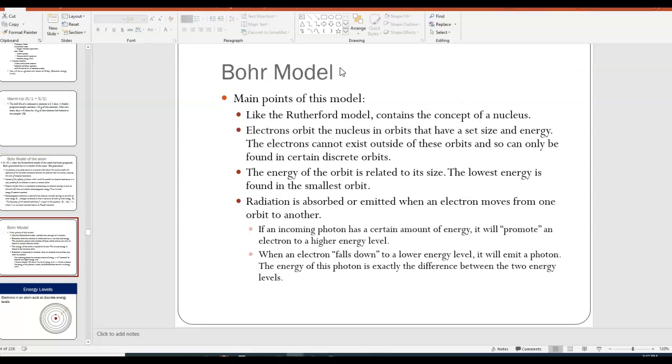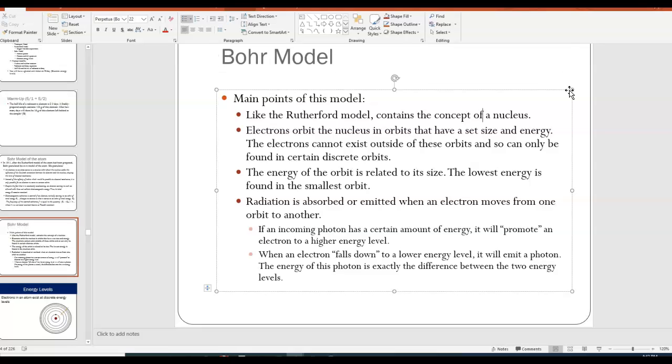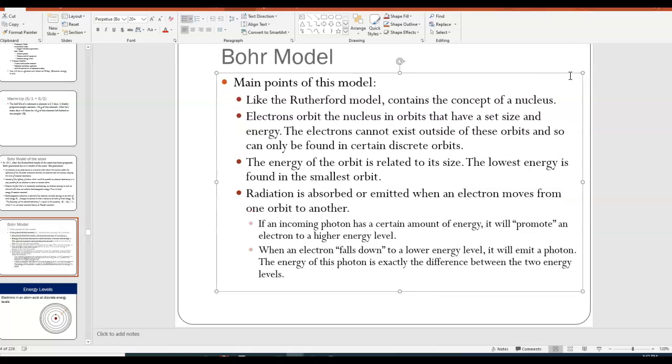Okay, so the main points of the Bohr model. The Bohr model contains a nucleus, just like the Rutherford model of the atom, right? Because that's consistent with the Geiger-Marsden experiment. Rutherford's model had issues, but it was right about the nucleus. In Bohr's model of the atom, electrons orbit the nucleus in orbits that have a set size and energy.